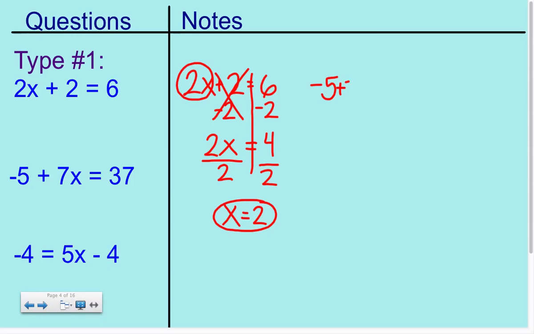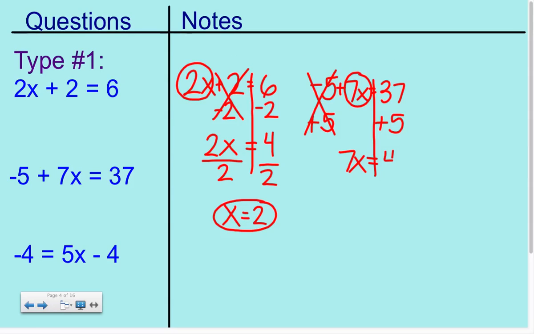-5 plus 7x equals 37. Draw my train tracks. Circle my couple. My third wheel is -5, so I'm going to do the opposite and add 5 to both sides. 7x equals 42. Divide both sides by 7, and I'm left with x equals 6.